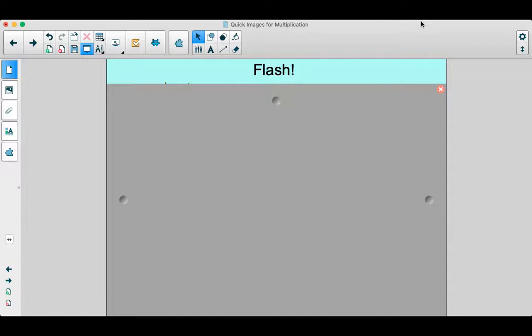Time for another round of Flash, you guys. And don't forget, you're trying to make some good strategies. So when I show you these images quickly, you'll know how many there are. All right, so get your blinks out. Don't hesitate and get ready. Here comes round one.